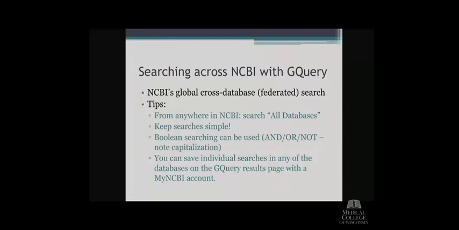But do keep your searches simple. You're searching across databases, and these databases have different fields. So PubMed has titles, and Gene Records has symbols and things like that. So you want to make sure you're maybe just searching one phenotype or the name of a gene or something like that. But go ahead and try it, whatever you're looking for, and see what results you get.